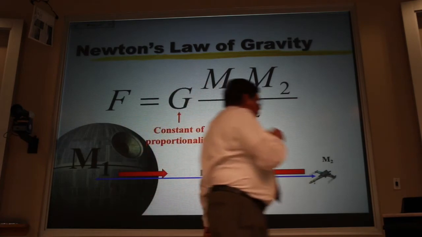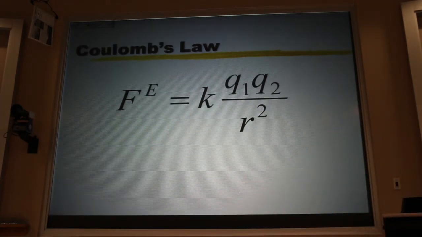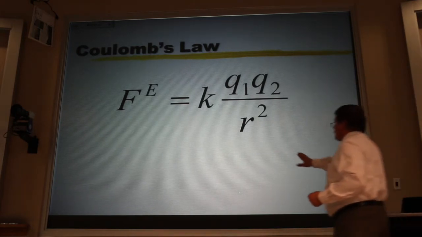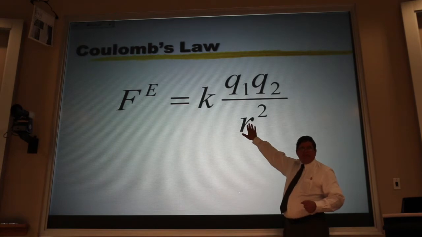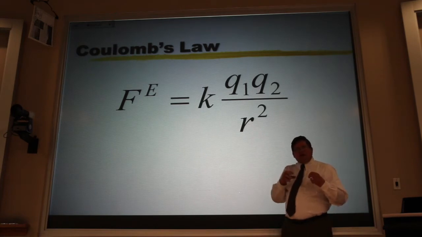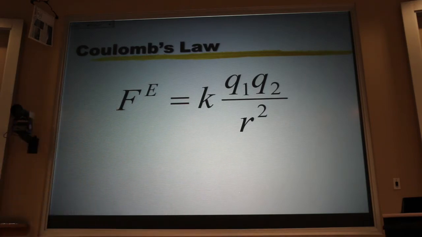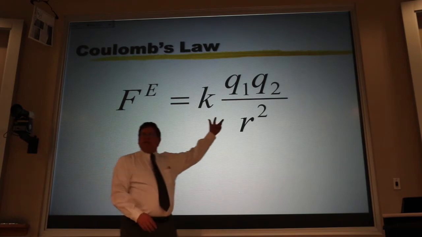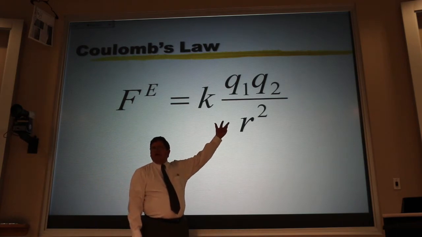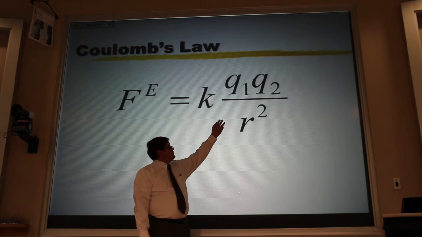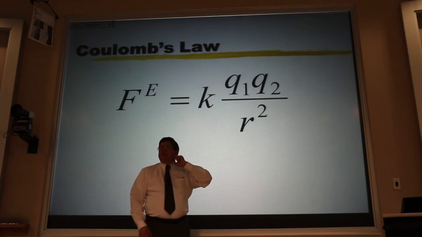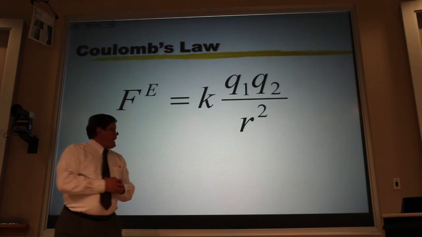Now, we found last day that the electric force has exactly the same form. And by that I mean this 1 over r squared dependency. That means that just like the gravitational force, twice as far away is 1/4 as strong. 3 times as far away is 1/9 as strong. Now, in this case, it's not the masses that experience the force, it's the charges. And so instead of multiplying masses, I multiply charges in coulombs.